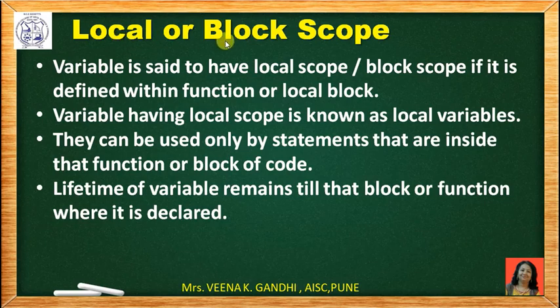What is a local or block scope? A variable is said to have local scope or block scope if it is defined within a function or local block. A variable having local scope is known as a local variable. This means if you define the variable inside a function or inside any opening and closing curly braces, which is called a block, then it has local scope and is known as a local variable. Statements within the function or within the block can access that variable. So the lifetime of the variable remains till that block or function where it is declared.